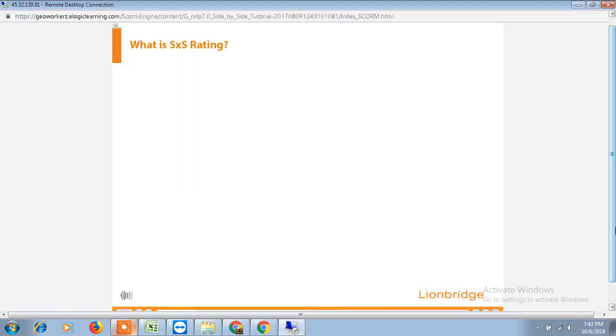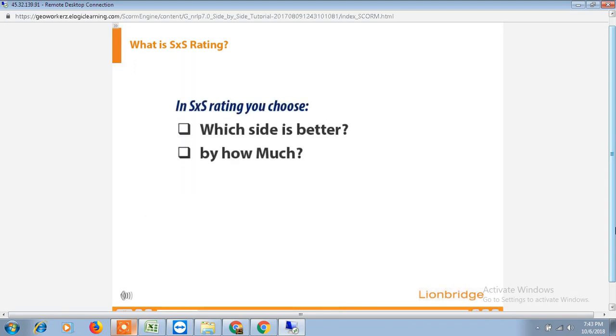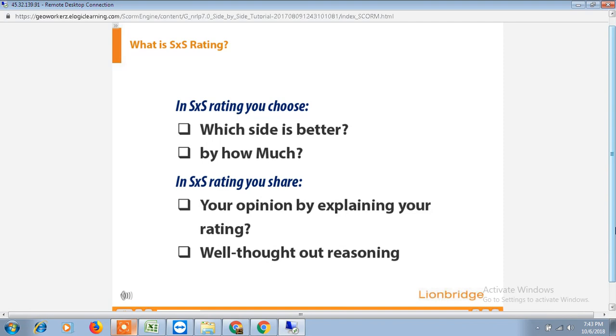For most side-by-side projects, you will complete each task by indicating which side you like better and how much better, and explaining why. Side-by-side rating allows you to share your opinion about what you like and what a user would like to see, and your job is to give us a well-thought-out opinion explaining your decision.